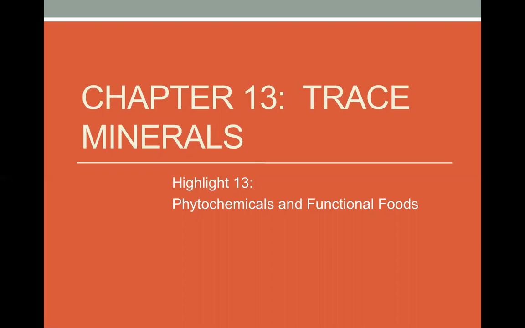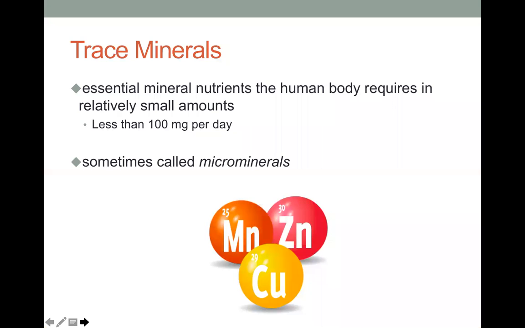The trace minerals are essential minerals that we need, however, they are found in trace or small amounts. And they include iron, zinc, iodine, selenium, copper, manganese, fluoride, chromium, and molybdenum. And this also includes microminerals. So sometimes you hear the word microminerals and it means the same thing as the trace minerals.